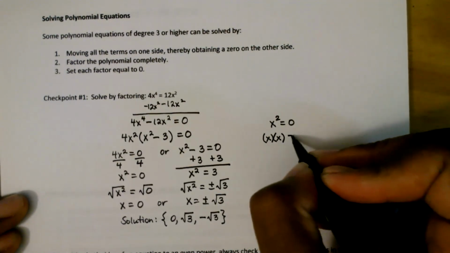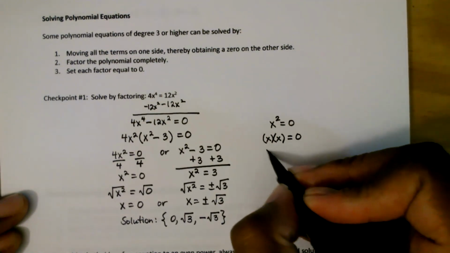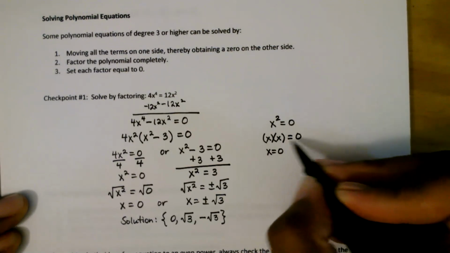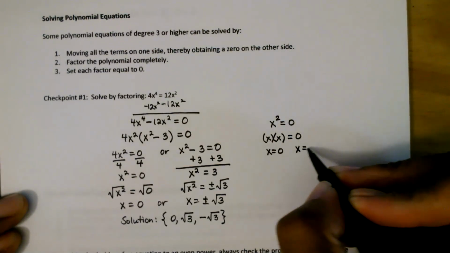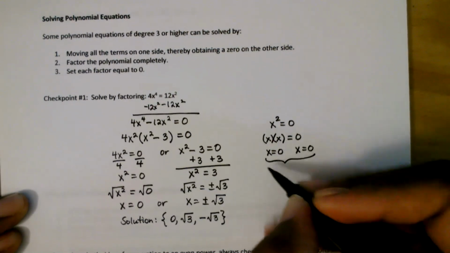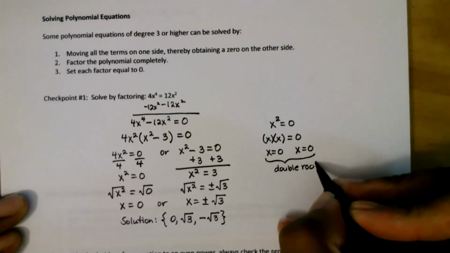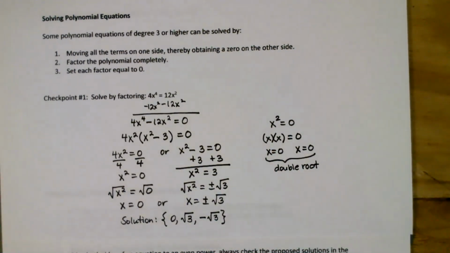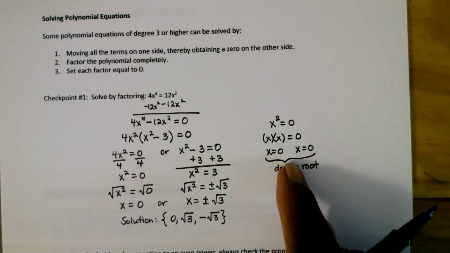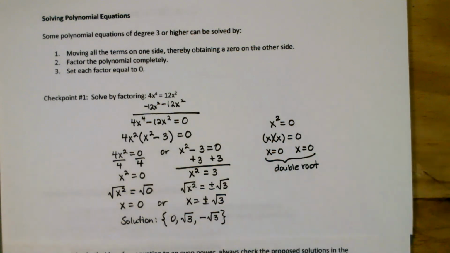if I write this as x times x is equal to 0, and then set each factor equal to 0, set this x to be equal to 0, and set the other x to be equal to 0. Here I have something called a double root. I have a double root. That means both of these x is going to be equal to 0. So that makes up for the 4 solutions. Because 0 is a double root, I got the square root of 3 and negative square root of 3.